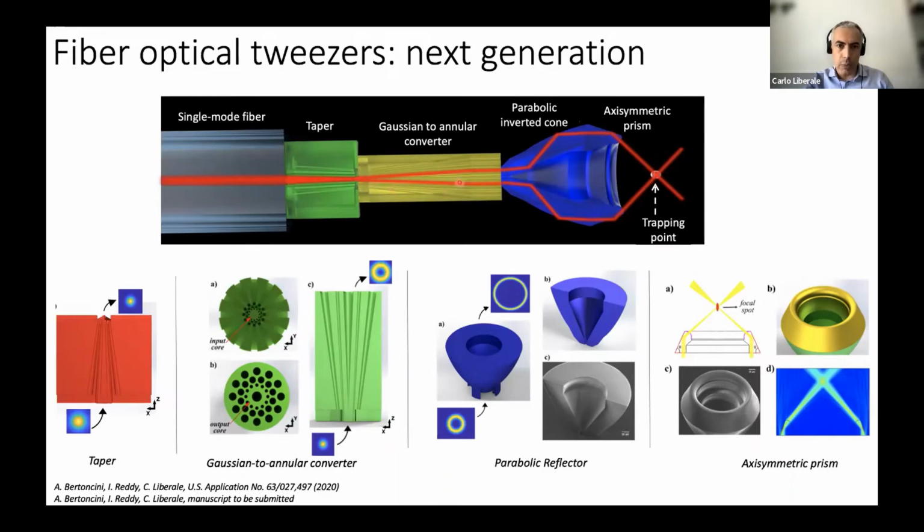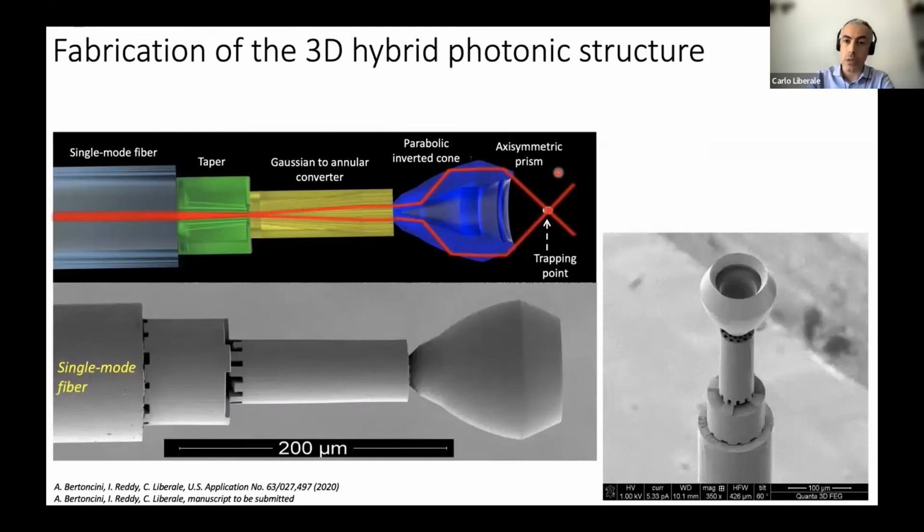So while here we need to be adiabatic, so we can expand only very slowly, here we can expand more quickly. And at the end, we have a reflective structure which makes the beam output of the structure cross at some point with a very high angle, which means also high numerical aperture, and this becomes the trapping point. Again, all these parts can be very easily designed and controlled, and with this control, we can control the characteristics of this optical tweezer to a degree that was not possible before.